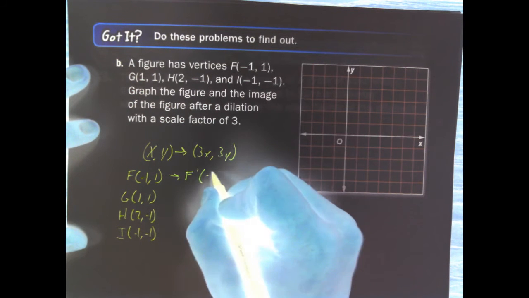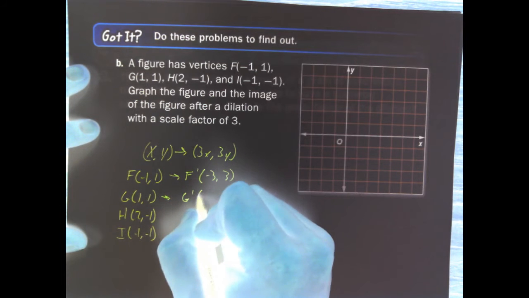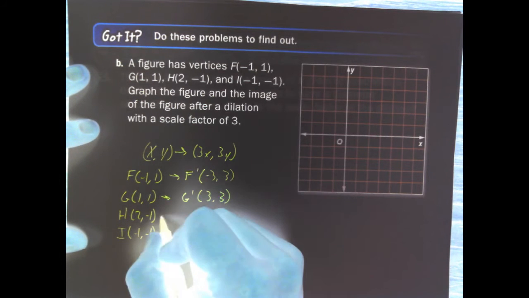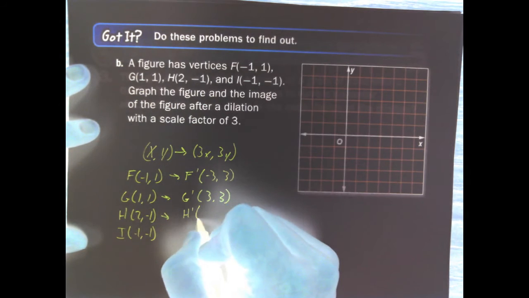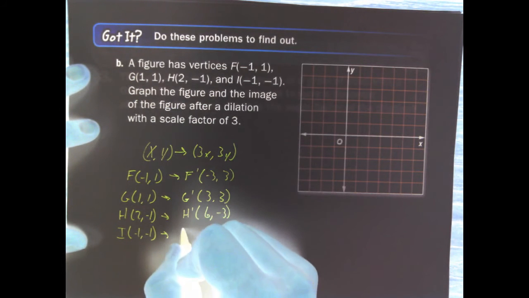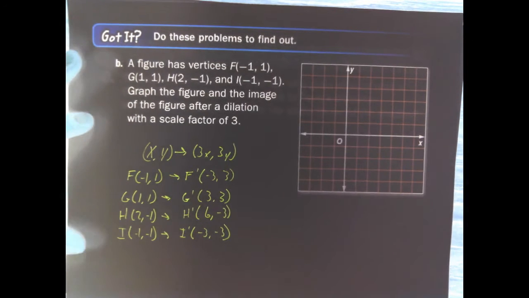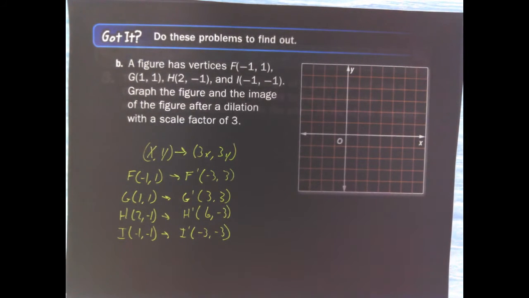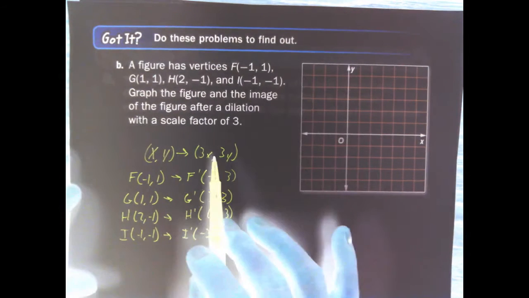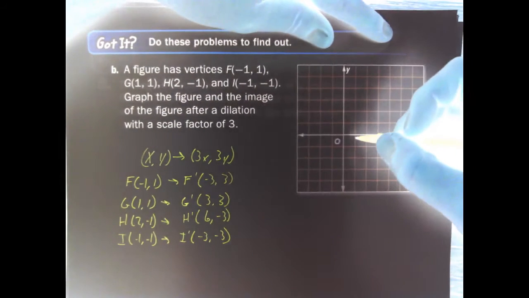F prime would be (-3, 3). G prime would be (3, 3). H prime is going to be (6, -3). I prime is going to be (-3, -3). Okay. So again, I'm simply multiplying both coordinates by the scale factor. So let's graph them both on here and see what they look like.